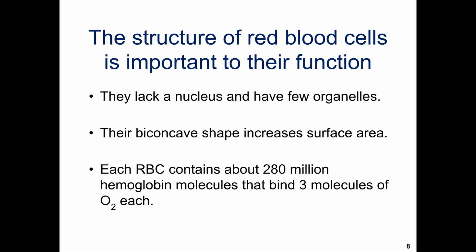So red blood cells' structure itself is important for their function. They lack a nucleus, so they can't make very much protein. They have few organelles, so they're relying on basic cellular processes. They can't really do cellular respiration. Their shape makes it so that they have lots and lots of surface area. And each red blood cell contains 280 million hemoglobin molecules that bind 3 molecules of oxygen apiece.